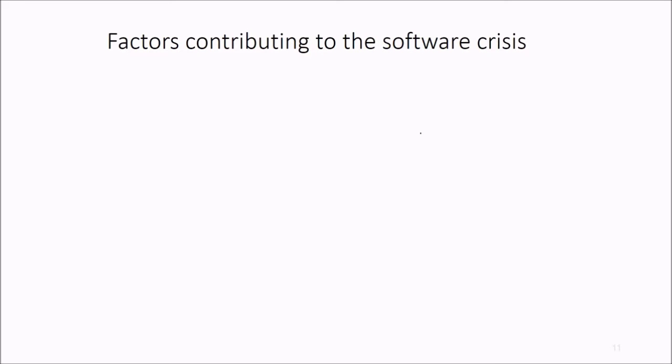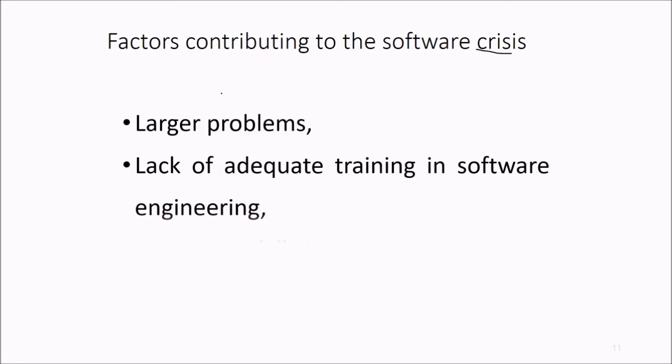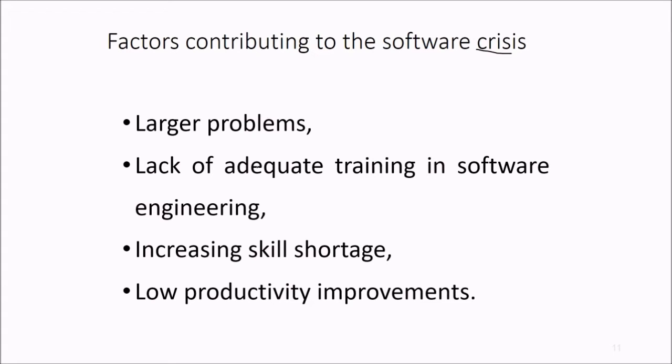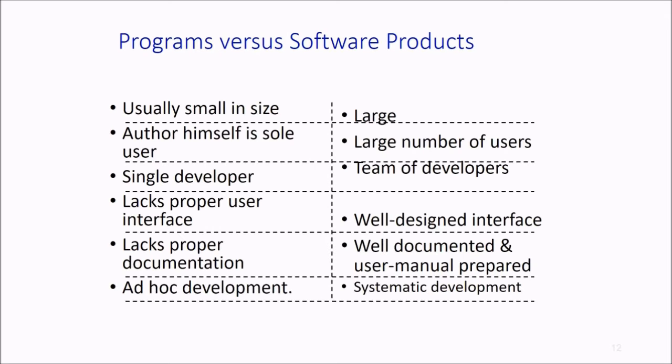There are various factors which contribute to what is called the software crisis. We have larger problems. We don't have adequate training in software engineering, and there is a shortage. The skill is relatively going down, and then there are low productivity improvements. These are all the factors contributing to our software crisis. Then there are certain questions which need to be answered, like what is a program or a software product. So let us see them in just a few bits.